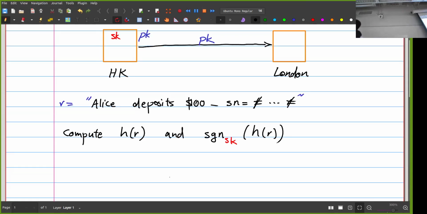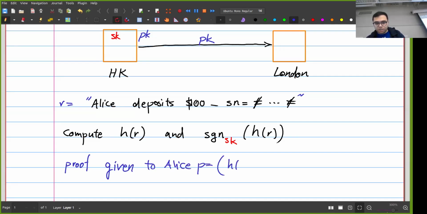Now, what is the proof that I'm going to give to Alice? I'm just going to give her R and this signature, right? So the proof P given to Alice is just going to be the hash of R, or actually R itself, and this signature. Let's call this signature S. So I give R and S.